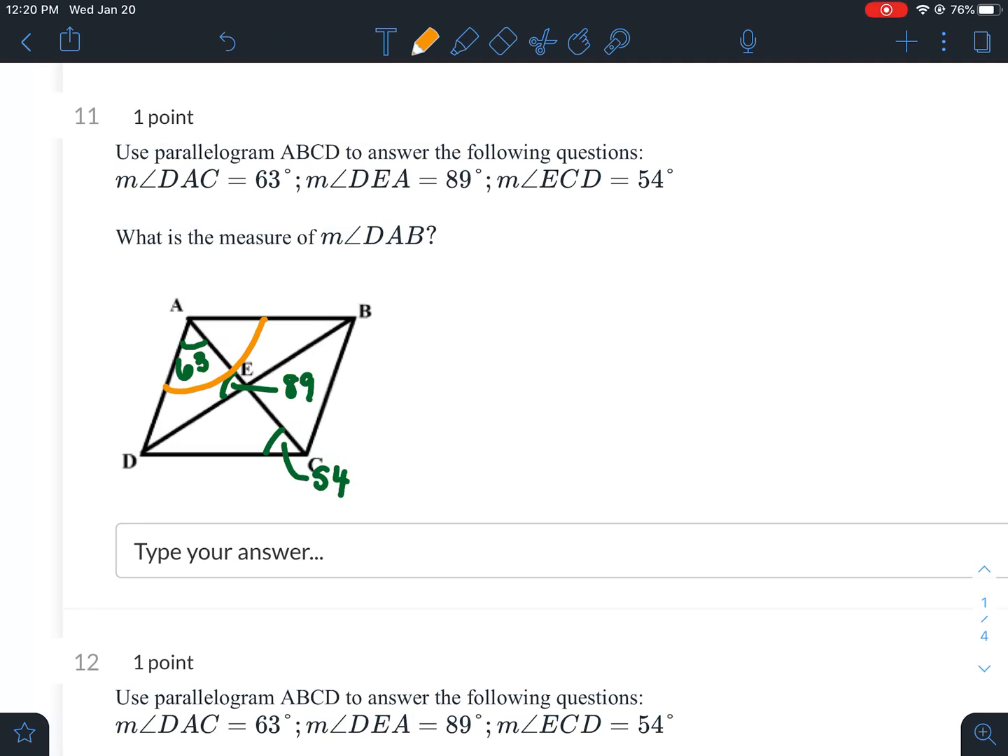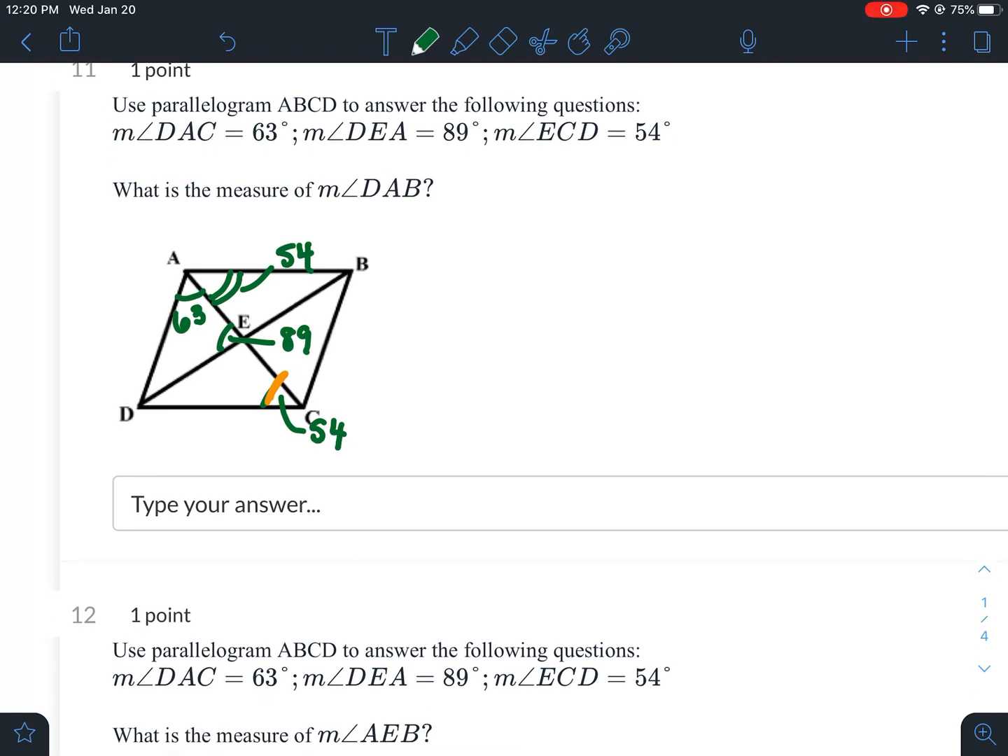Okay, so knowing our parallelograms, we know that our opposite angles are equal. So we have parallel lines cut by a transversal, meaning that if this angle is 54, this one is also 54. So that is 63. This one is 54. When I add those together, I should get 117.